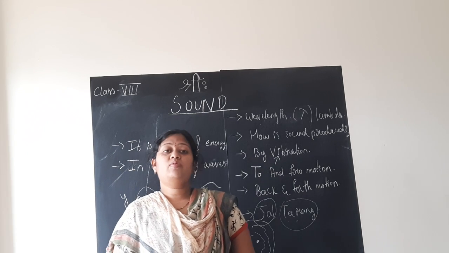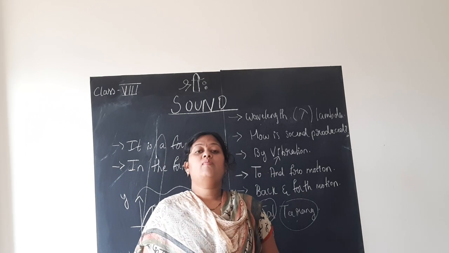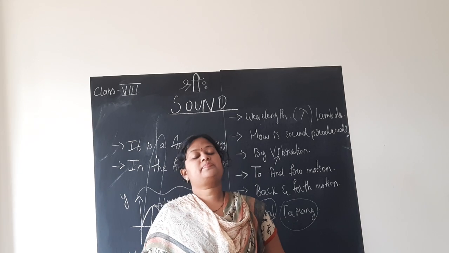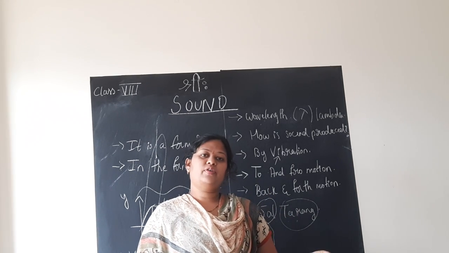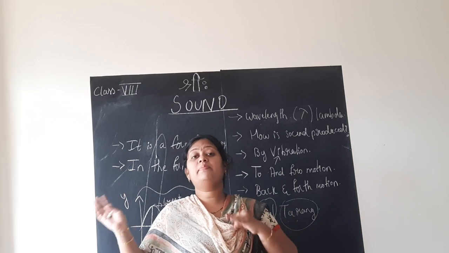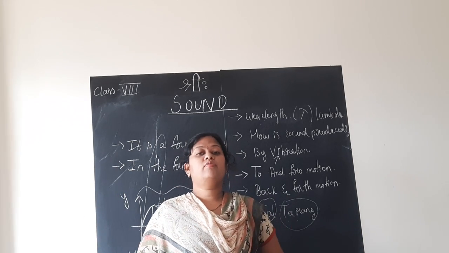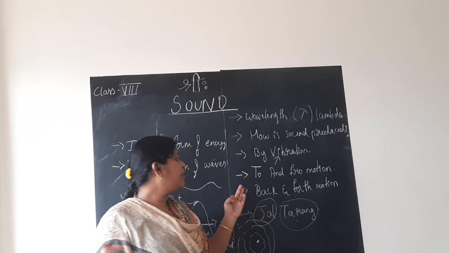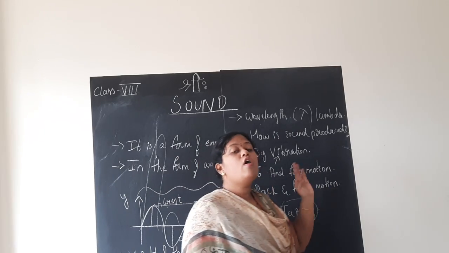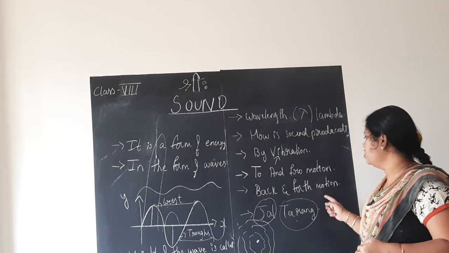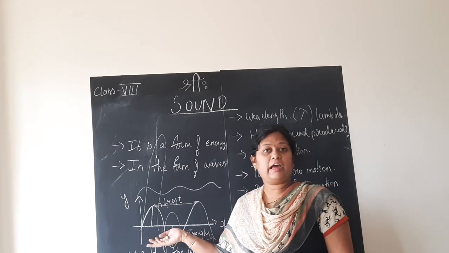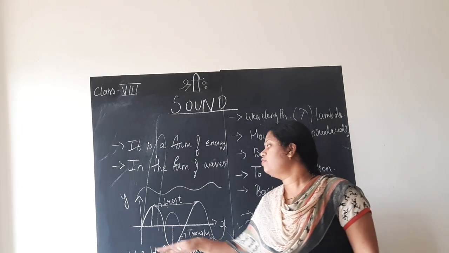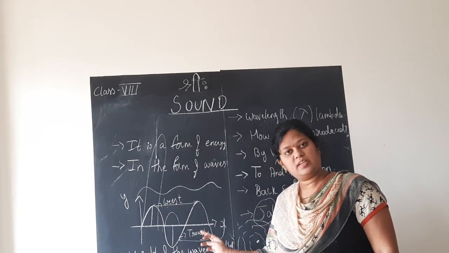So this is about the sound waves. How is sound produced? What is sound? It is a form of energy. Sound is produced by vibration of objects. What is vibration? The to and fro or back and forth motion of objects produces vibration. How does sound travel? Sound travels in the form of waves.